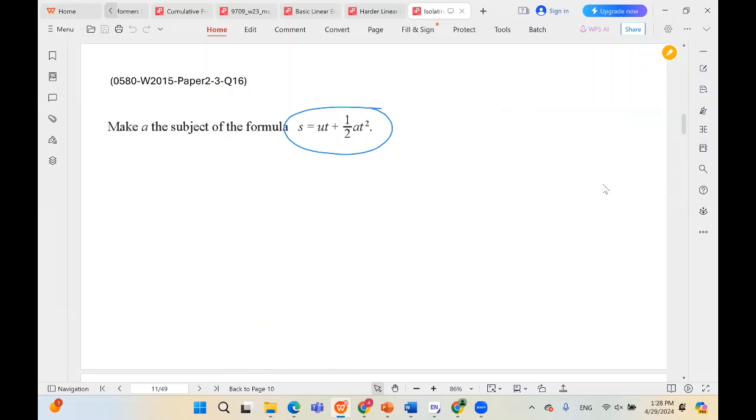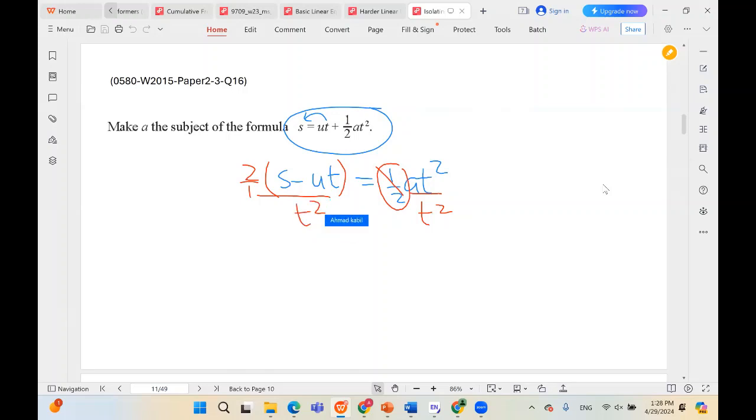So anyway, we want to make a the subject of the formula. So again, we will take ut to the other side. We get s minus ut equals half at squared. And we want to change this half here. So we take it as 2 over 1 on the left, and we put the rest in brackets. And then to get rid of the t squared, we will divide by t squared on both sides.